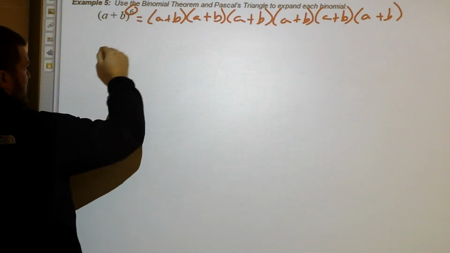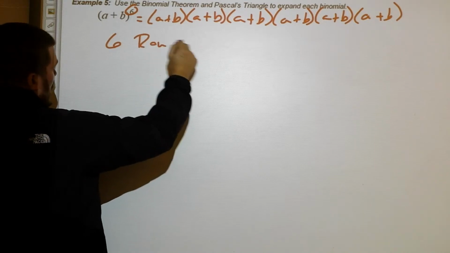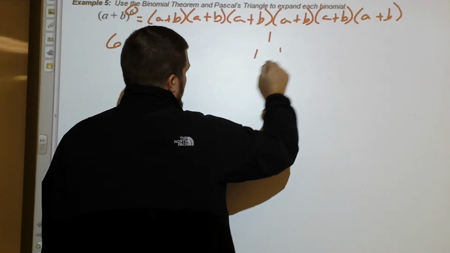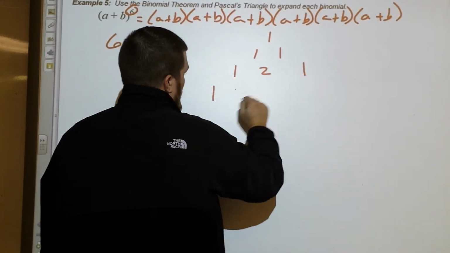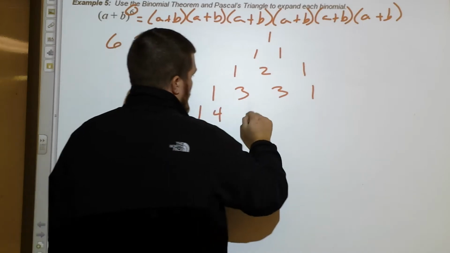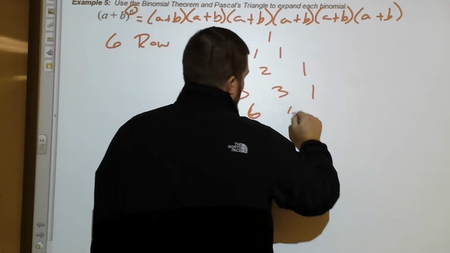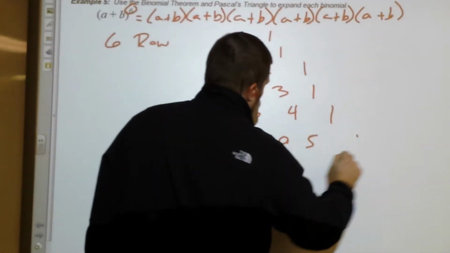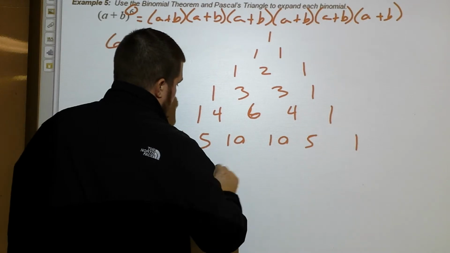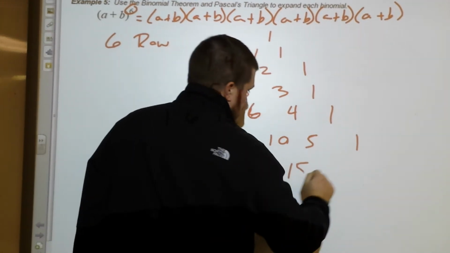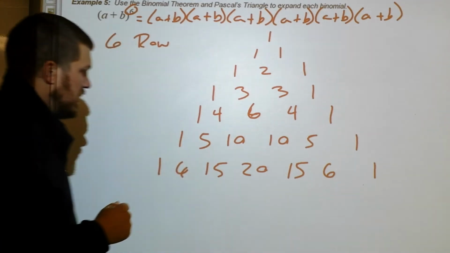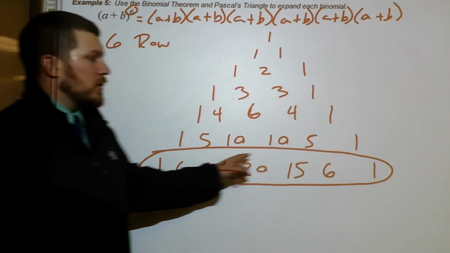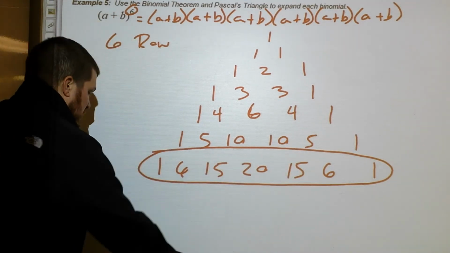The 6th power on the outside means we're in the 6th row of Pascal's triangle. So let's draw up the triangle first. We have 0 row, 1st row, 2nd row, 3rd row, 4th row, 5th row, 6th row. Okay, so this is the row we care about. Again, these numbers are the coefficients of A and B, so that's where I'm going to start.